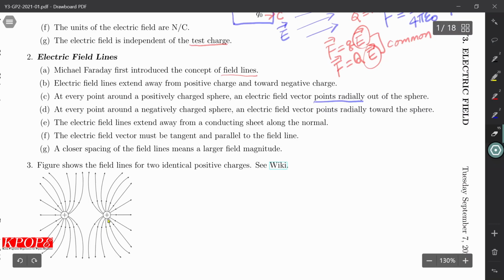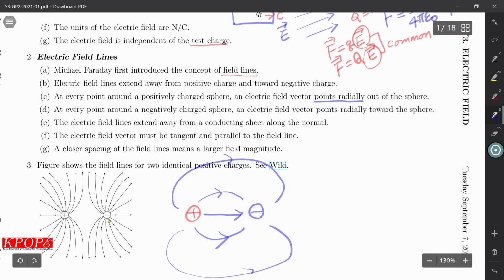What happens if I have positive and negative? Then the electric field lines go this way. Something like that.